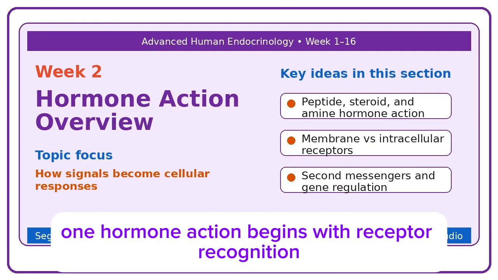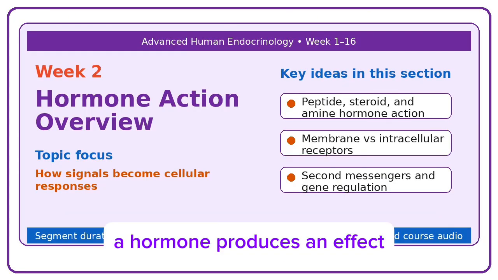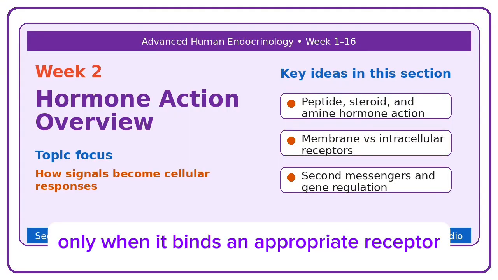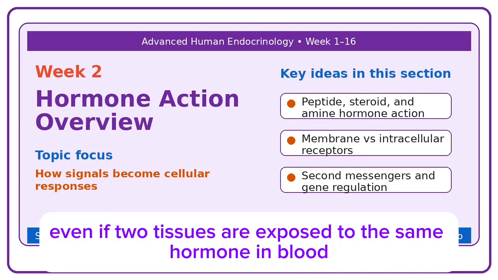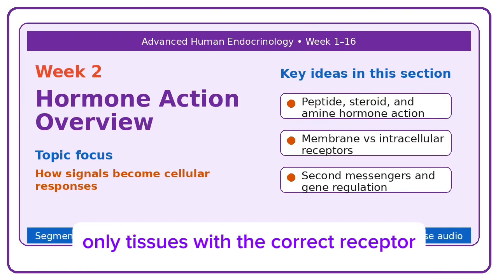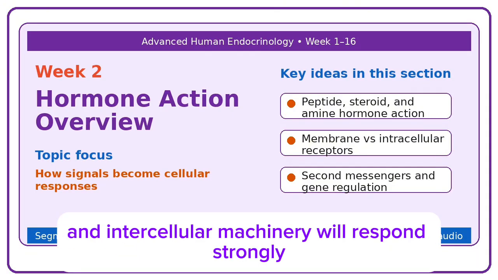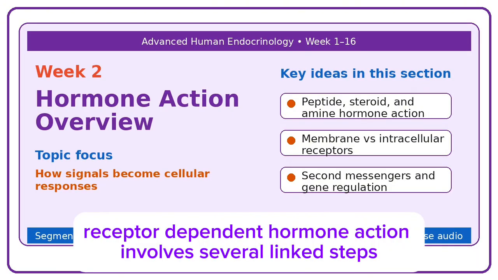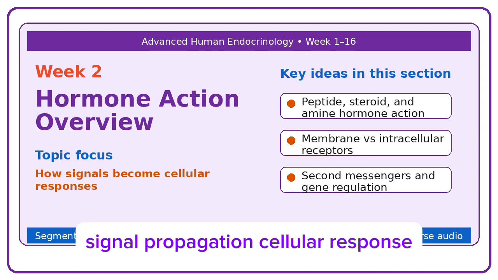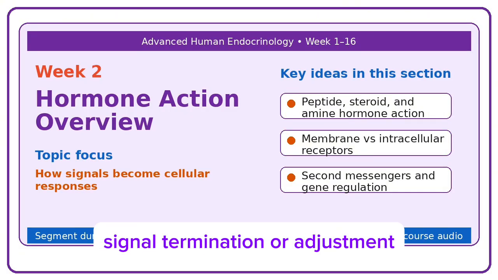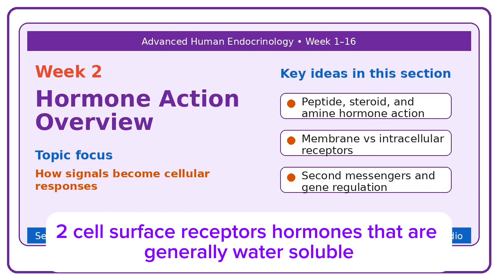Hormone action begins with receptor recognition. A hormone produces an effect only when it binds an appropriate receptor. Receptors give endocrine systems their specificity. Even if two tissues are exposed to the same hormone in blood, only tissues with the correct receptor and intracellular machinery will respond strongly. Receptor-dependent hormone action involves several linked steps: hormone binding, receptor activation, signal propagation, cellular response, signal termination or adjustment.